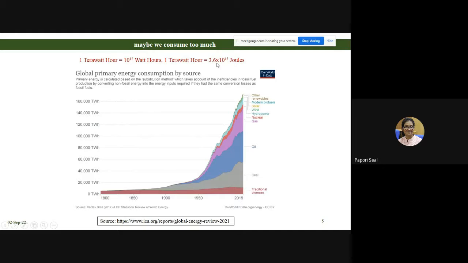It is 3.6 into 10 to the power 15. So you can imagine how much energy we are using. Now, here it is other renewable sources, non-renewable sources mentioned. Now, in the next slide, we'll move on to what is renewable and what is non-renewable. Why can't we keep using non-renewable sources? Why do we need to move to renewable sources?